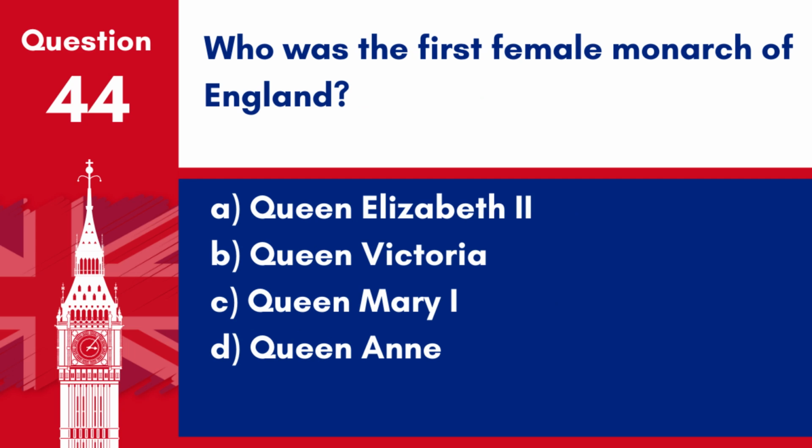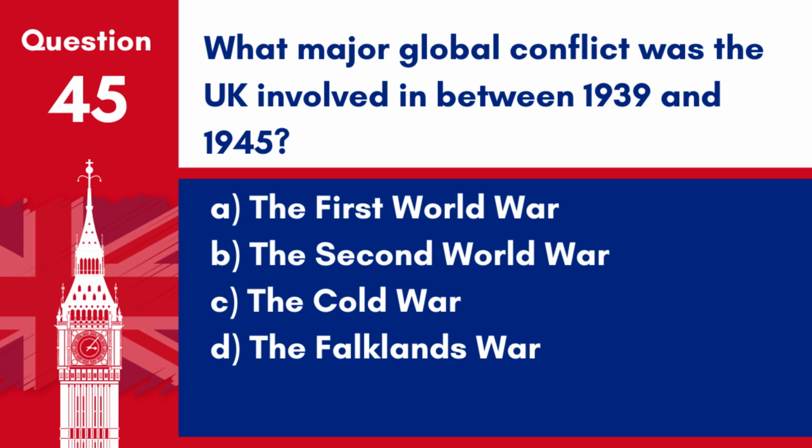Question 44. Who was the first female monarch of England? A. Queen Elizabeth II. B. Queen Victoria. C. Queen Mary I. D. Queen Anne. Answer. C. Queen Mary I. Queen Mary I, also known as Mary Tudor, was the first female monarch of England, reigning from 1553 to 1558.